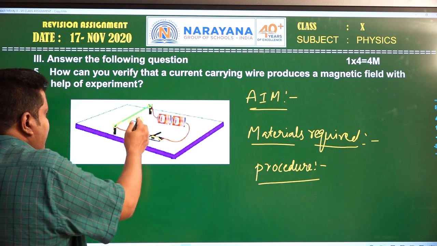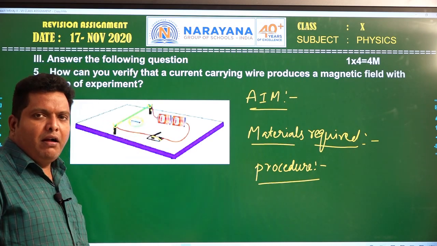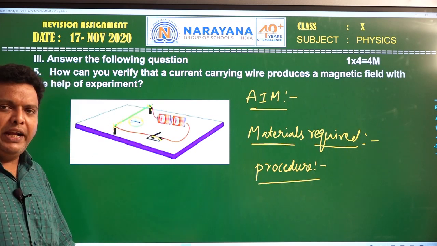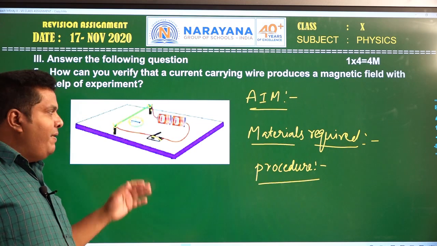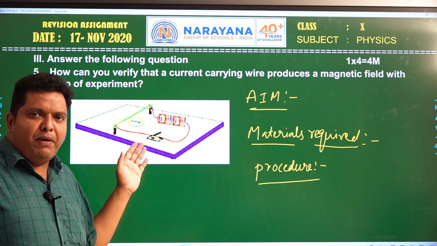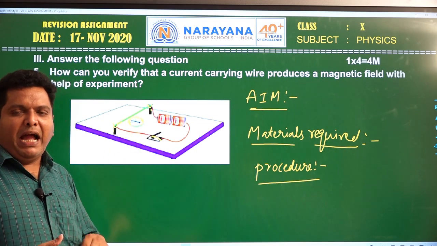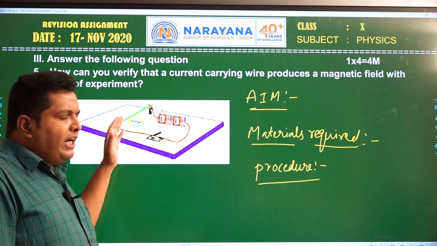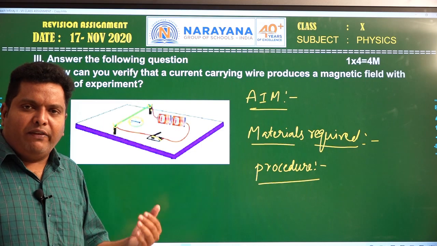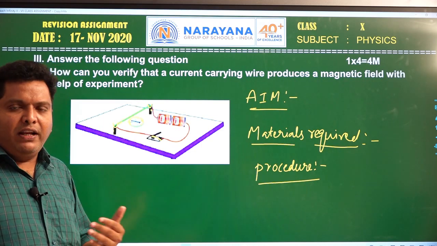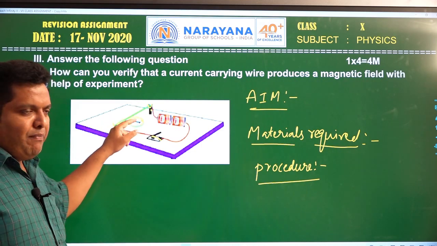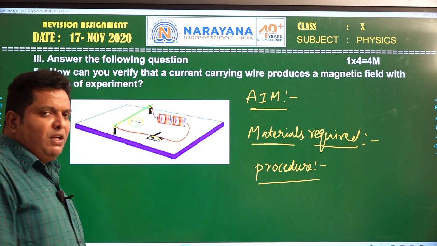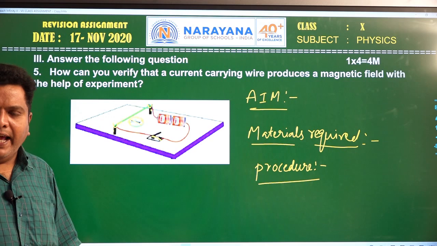Now a compass box is placed below the current carrying wire. Then you can observe immediately that the magnetic needle in the compass box will deflect. Why? Because every current carrying wire produces both an electric field as well as a magnetic field. Due to this magnetic field, the magnetic needle in the compass box will deflect due to the current carrying wire.